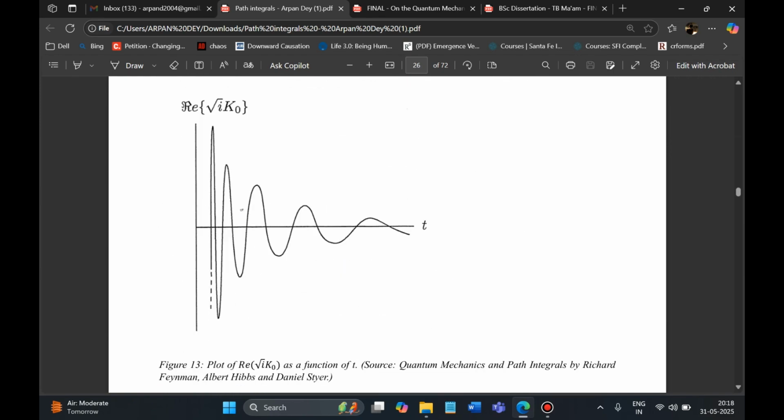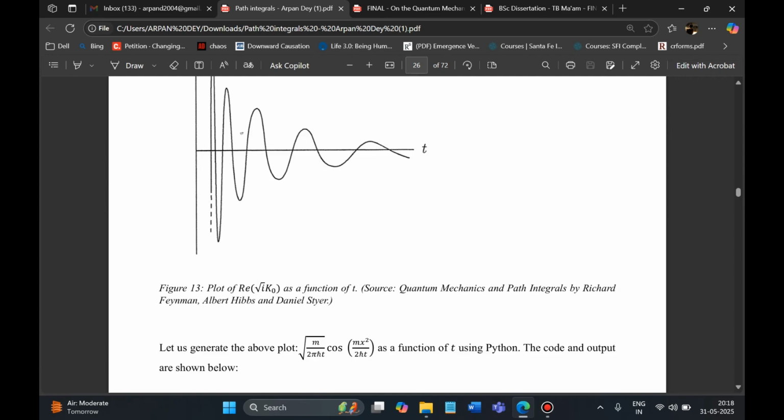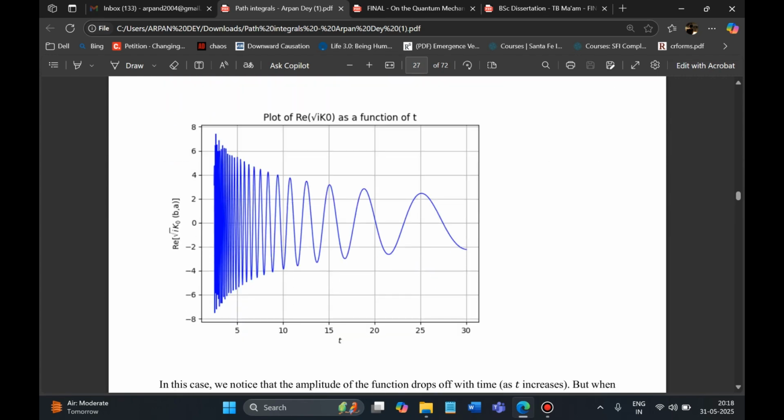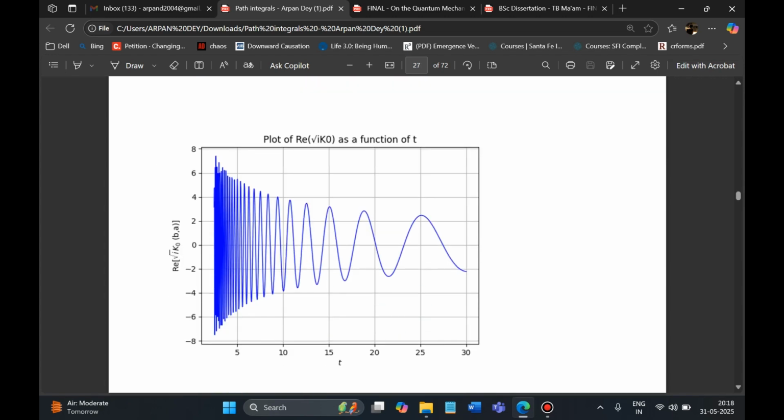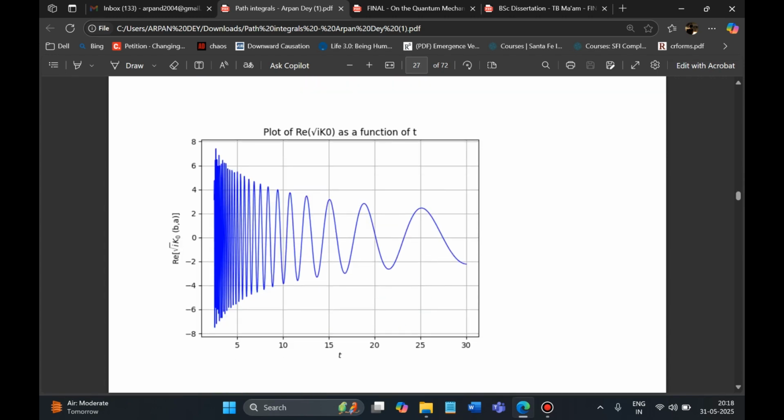And the plot will look like this in this case. I've also shown you the plot which I did in Python. Now it looks like this. We have plotted the same quantity, the real part of the free particle propagator, but now as a function of time. And this decaying amplitude, you can understand it in the following way. Why this decaying amplitude? Because first of all, energy.